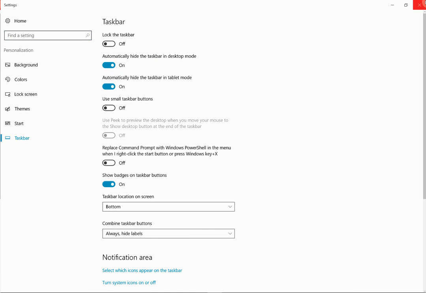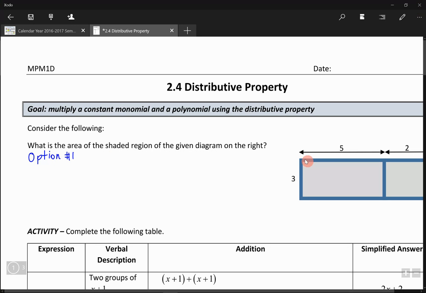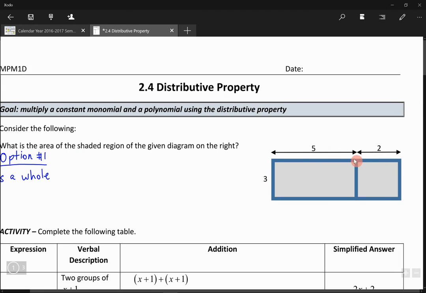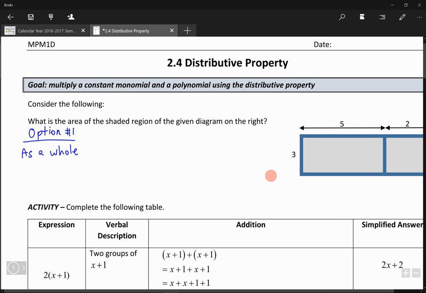Let's just hide the taskbar. There we go. So option number 1, we're going to take the entire shape as a whole. The area of this shape would be the length times its width. The length here would be 5 plus 2, and the width here is 3. So this is going to be 3 times 5 plus 2. If you follow BEDMAS rules, 5 plus 2 is 7, so 7 in the brackets, and then 3 times 7 is 21.